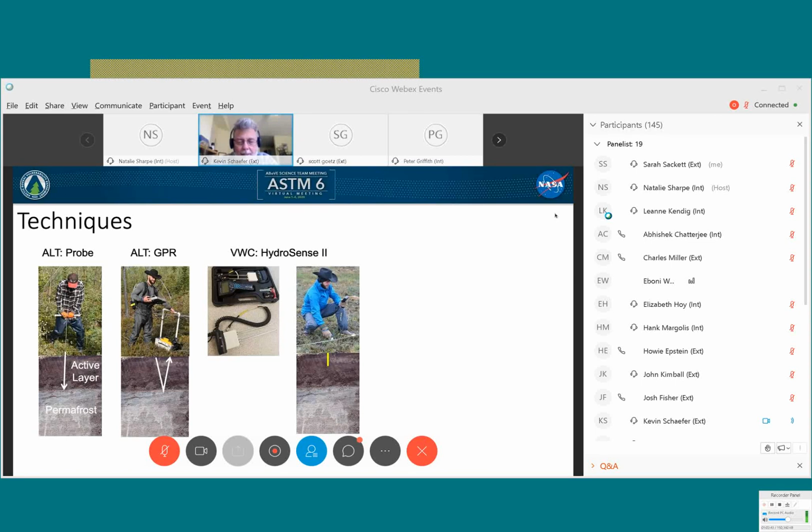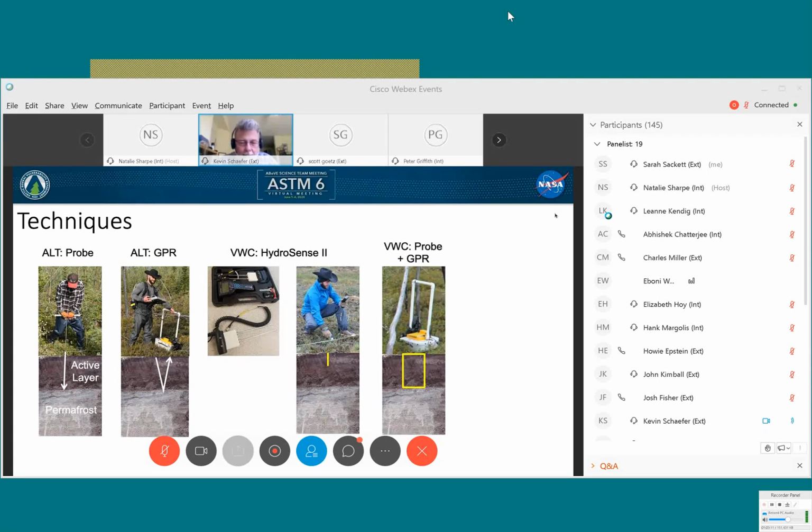Now to get volumetric water content, and by the way, volumetric water content is volume of water per volume of soil, a lot of people have been using the HydroSense 2 probes. These are 12 or 20 centimeter long probes, and you stick them in the ground, and what you measure is essentially volumetric water content averaged over that 12 or 20 centimeter depth. So it's a point measurement.